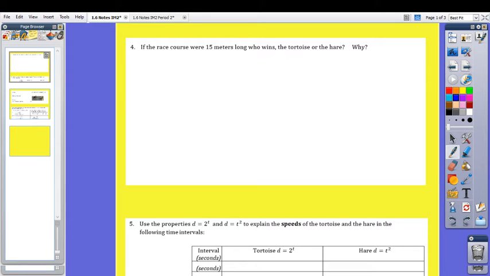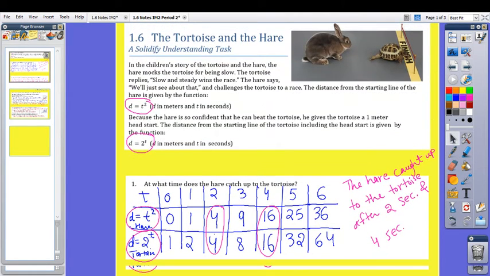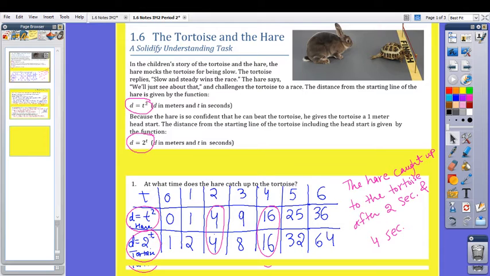Okay, students, let's continue module 1.6. So what we figured out yesterday is the hare and the tortoise wanted to do the race, and the hare's distance coverage formula was D equals T squared.